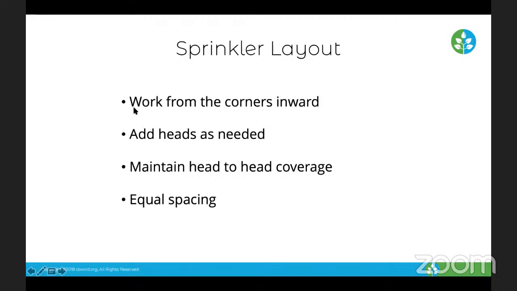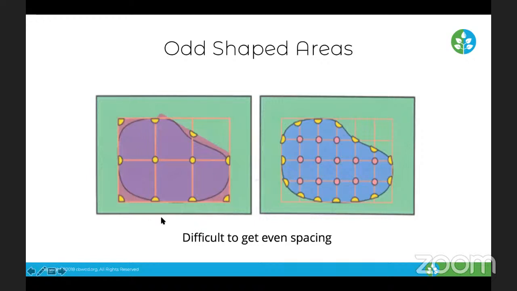So sprinkler layout again. Working with the corners, we move inward, add heads as needed, and maintain head-to-head coverage and equal spacing. Which might be difficult for odd shapes, because in our landscapes, I personally don't like everything being little squared areas. I like to have soft edges. I like to have a little bit of room to go. So designing a sprinkler system, we would start at corners, get our spacing, and then in the middle, make the grid as even as possible.